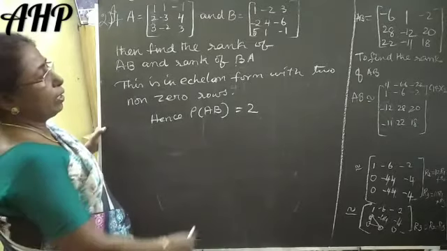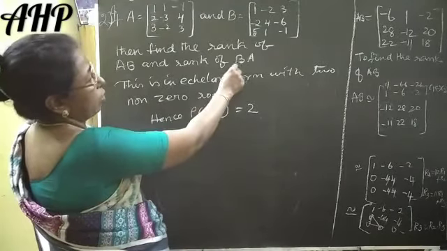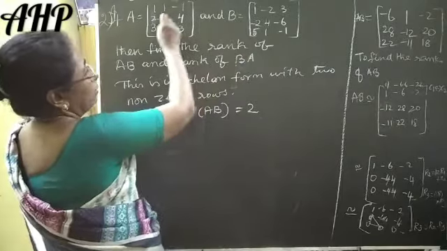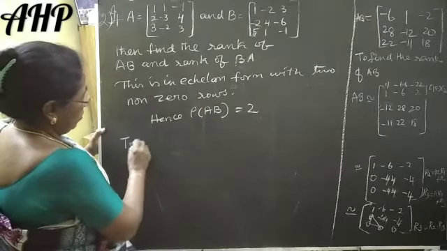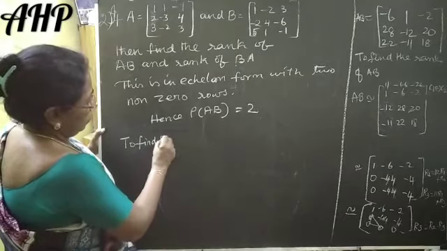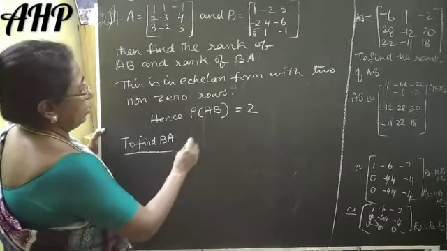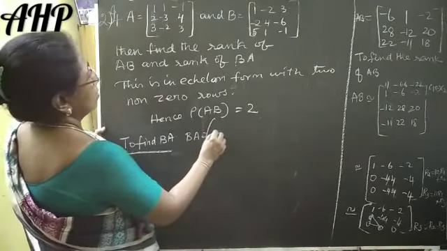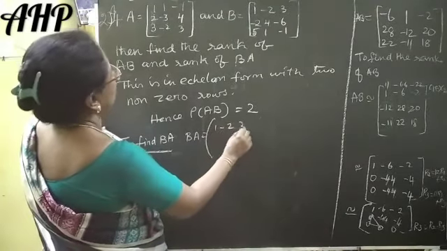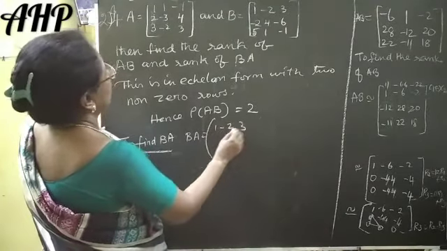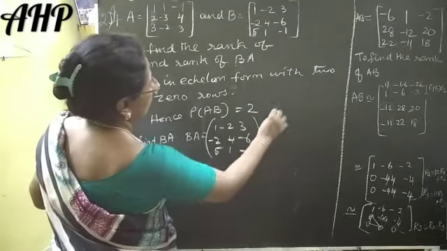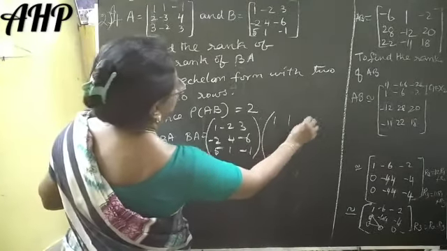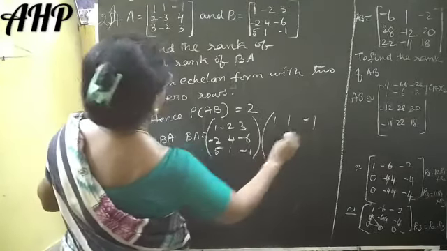So, to find rank of BA, first we need to multiply. Similarly, we need to multiply matrix B with matrix A. So, BA is equal to multiply the matrix 1, minus 2, 3, minus 2, 4, minus 6, 5, 1, minus 1 with 1, 1, minus 1, 2, minus 3, 4, 3, minus 2, 3.